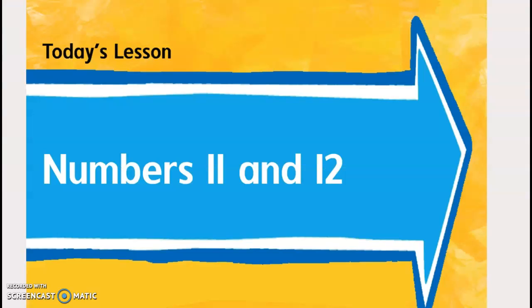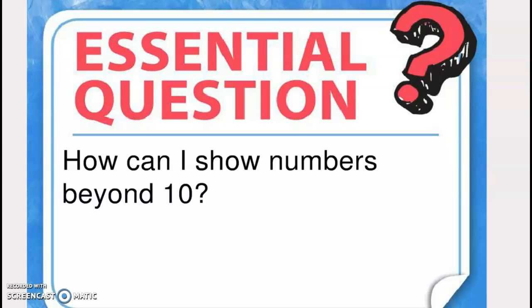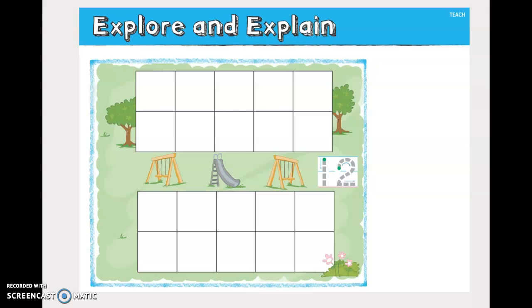Okay, today's lesson is called Numbers 11 and 12. Our essential question is, how can I show numbers beyond 10? Here's our page. We are on page number 179. We're going to talk about numbers 11 and 12. What we have here is two 10 frames. Starting with the 10 frame above the playground, we're going to fill in the 10 frame with dots to show the number 11, and then we're going to do 12.